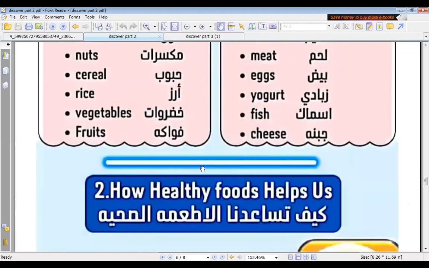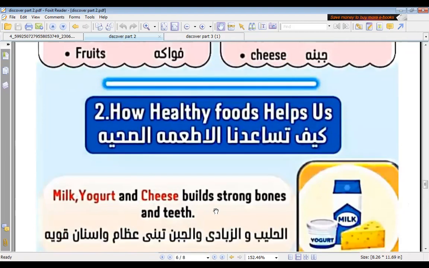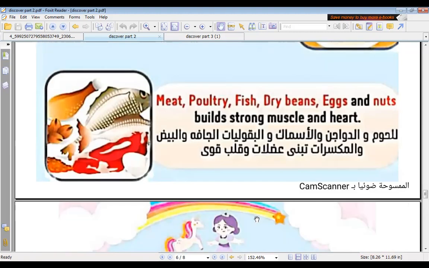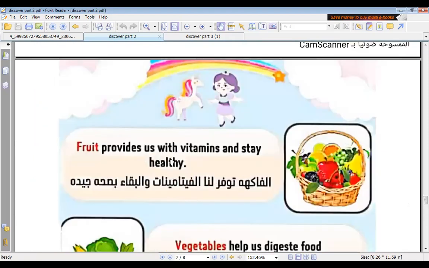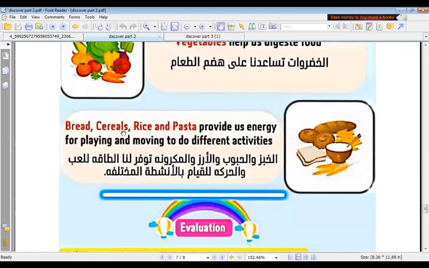We say milk, yogurt, and cheese build strong bones and teeth. And meat, poultry, fish, dry beans, eggs, nuts build strong muscle and heart. And fruit provides us with vitamins and keeps us healthy. Vegetables help us digest food. Bread, cereals, rice, and pasta provide us energy for playing and moving to do different activities. So, all types of food benefit my body. All types of food, I can't live without it.